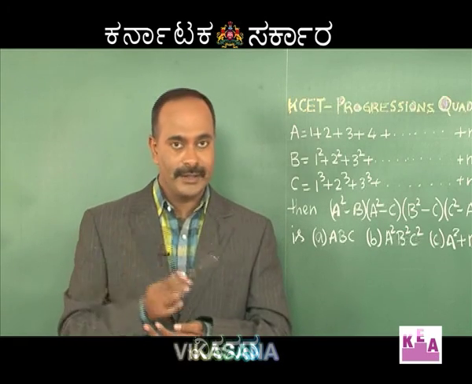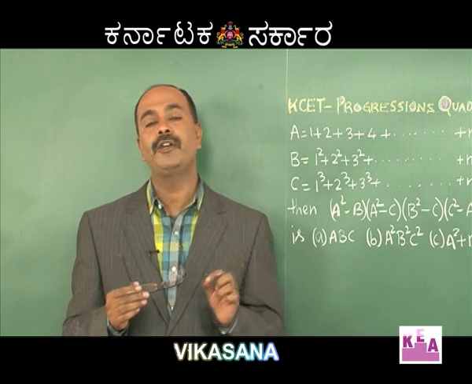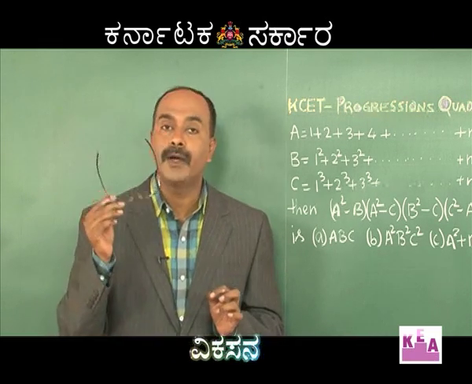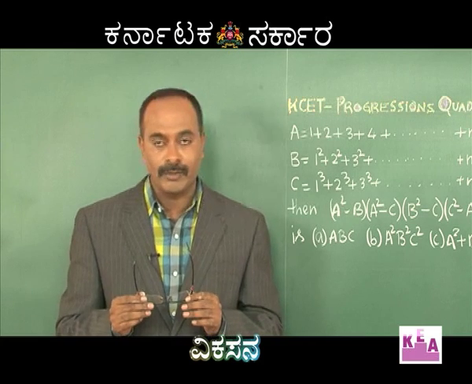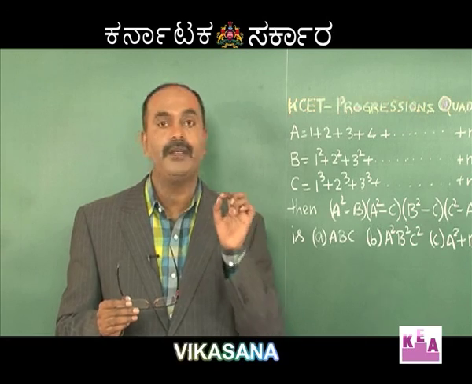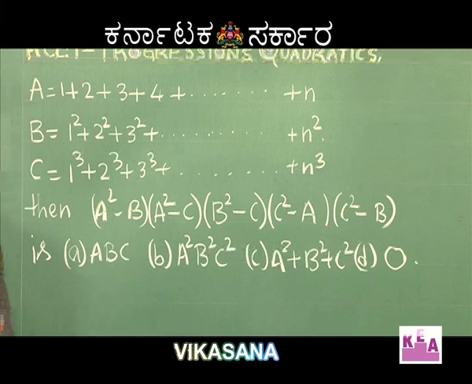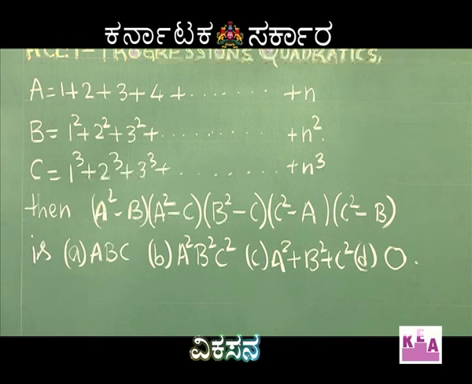You can summarize this using this. Sigma n is given by n into n plus 1 by 2. Sigma n square is given by n into n plus 1 into 2n plus 1 by 6. Sigma n cube is given by n into n plus 1 by 2 whole square. If you know these three formulae, you can easily solve this. Look at this, dear students.